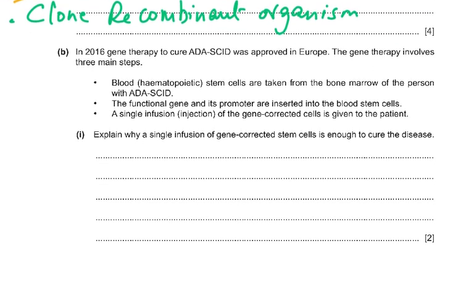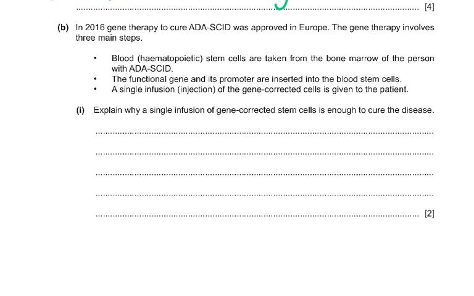Now coming to the B part of the question. In 2016, gene therapy to cure ADA-SCID was approved in Europe. The gene therapy involves 3 main steps. Blood hematopoietic stem cells are taken from the bone marrow of the person with ADA-SCID. The functional gene and its promoter are inserted into the blood stem cells. A single infusion of the gene corrected cells is given to the patient. Explain why a single infusion of gene corrected stem cells is enough to cure the disease.